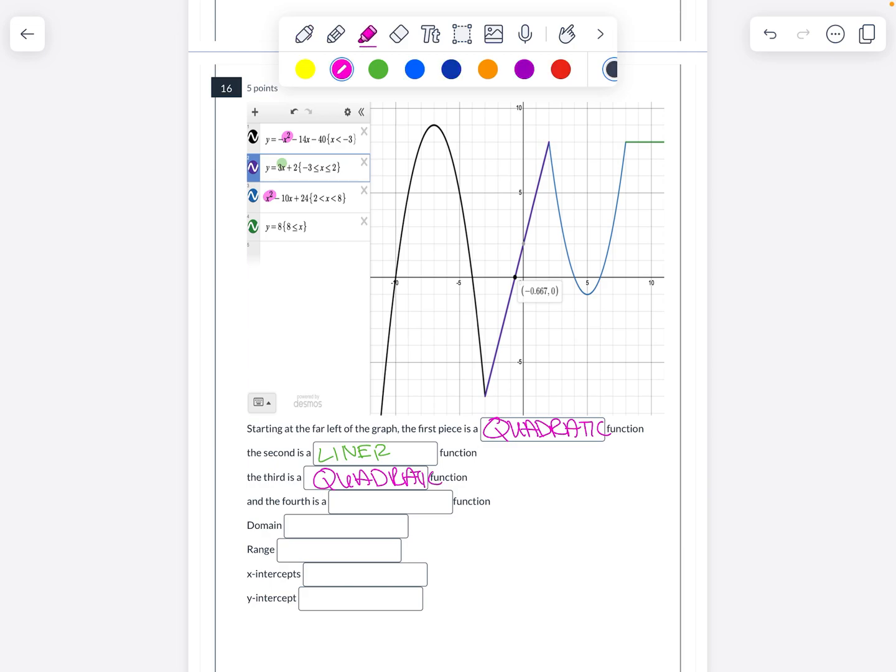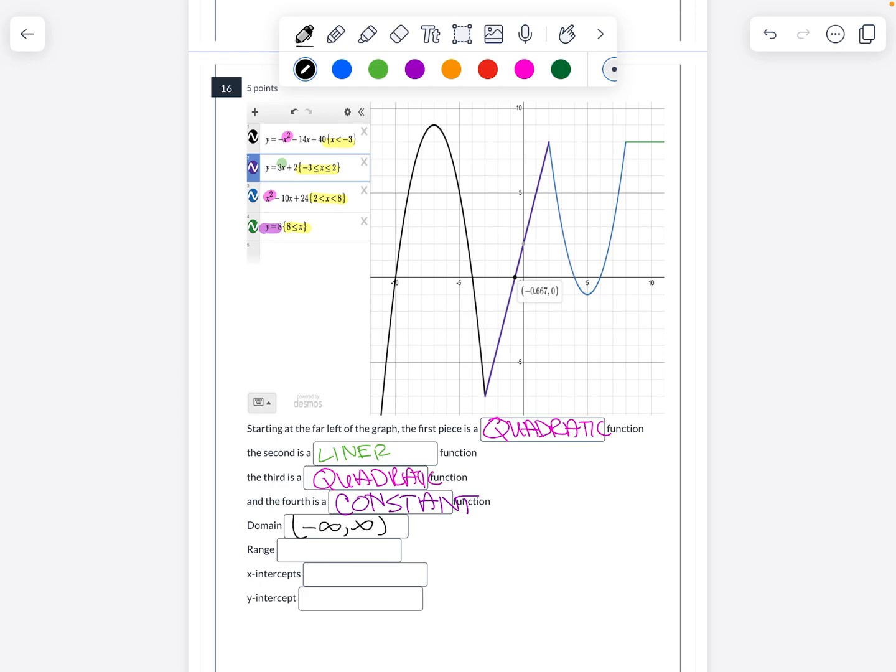And if we look at the last piece, it only has one variable in it. That makes it a constant. Now, some of you are wanting to write linear, and you're right, it is a line, but it's specifically a horizontal line. That makes it a constant. The domain is negative infinity to infinity. And the reason for that is because from negative infinity to negative 3, to 2, 2 to 8, and 8 to infinity, nothing is missing. So if nothing is missing, that's what you have.